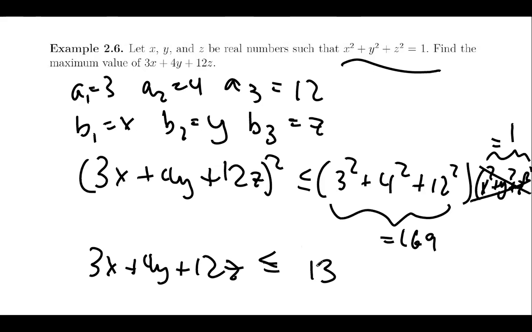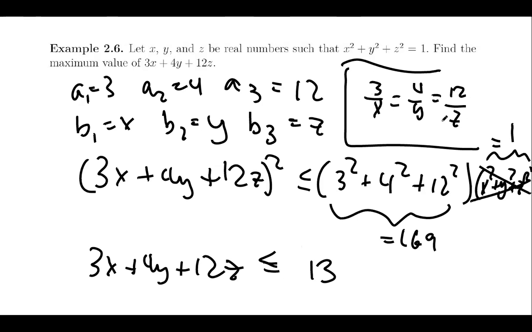So we have to see that the equality is true. We have to show that 3 over x equals 4 over y equals 12 over z. But if we write everything in terms of x and plug it into this equation here, we see that it works. So that means that the maximum value of it will be 13.